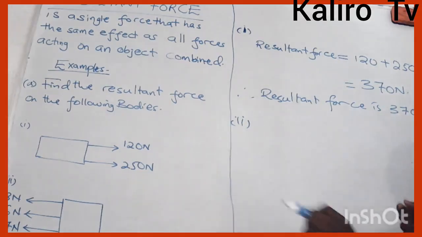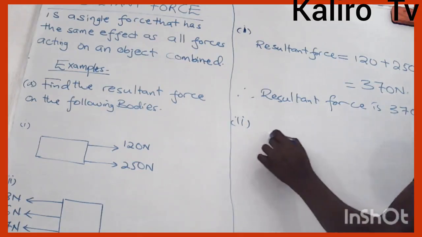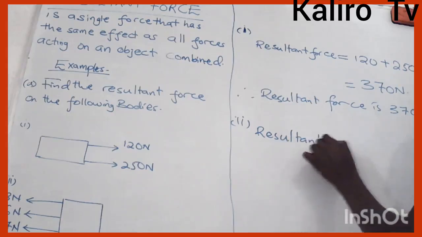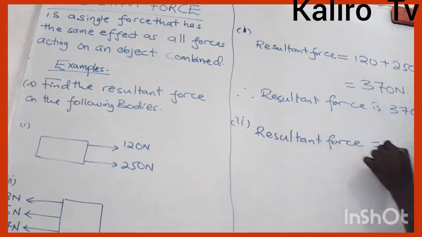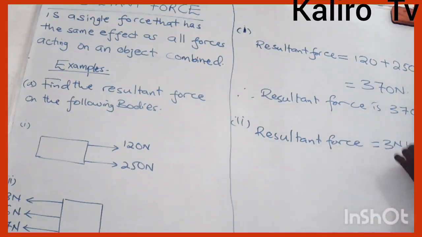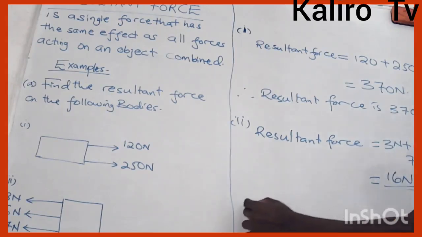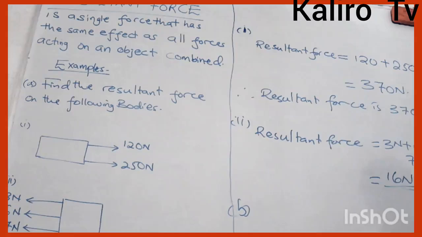For part 2, the resultant force, that single force, is going to be equal to 3 newtons plus 6 newtons plus 7 newtons. Hence, this is 9 plus 7, which is 16. So those in the same direction, we add. Now, what about when we have those in different directions? That's what we're going to check out here.